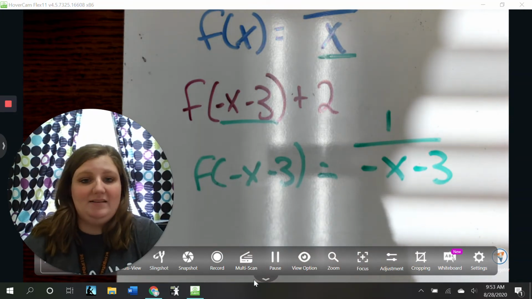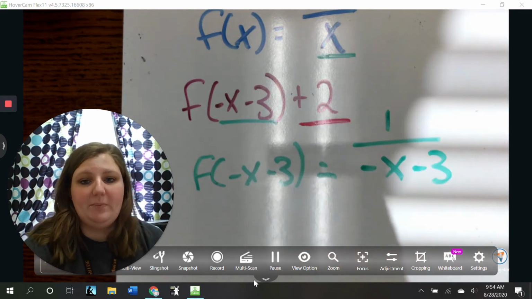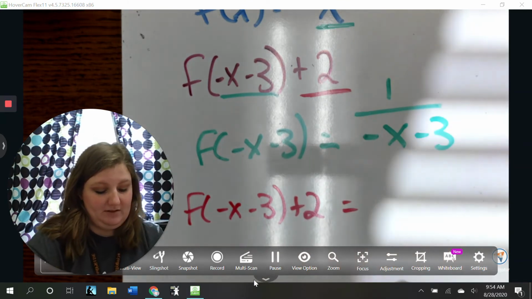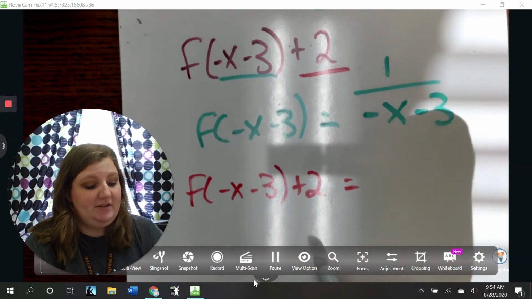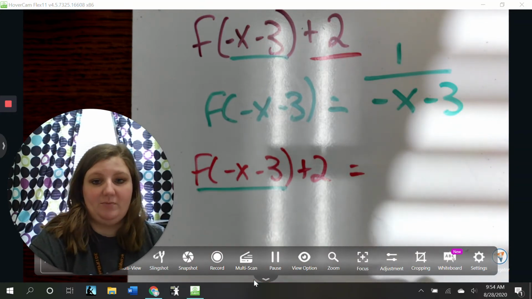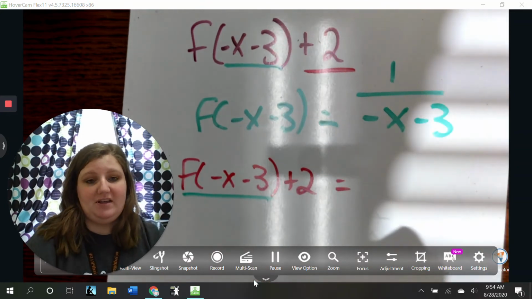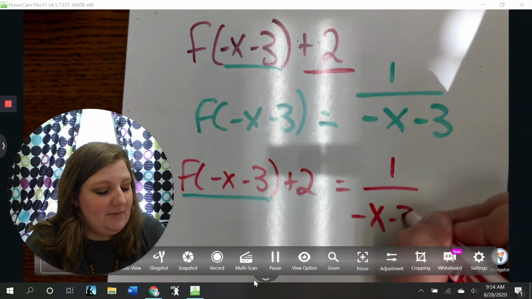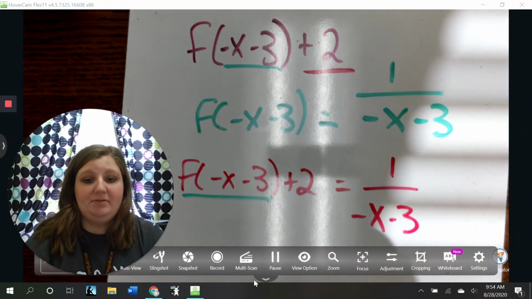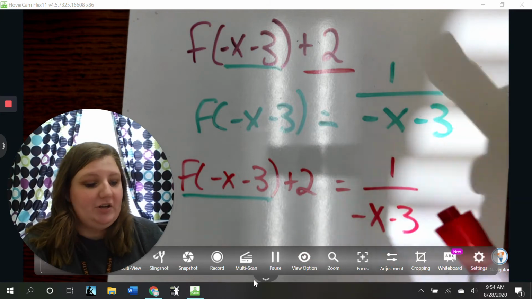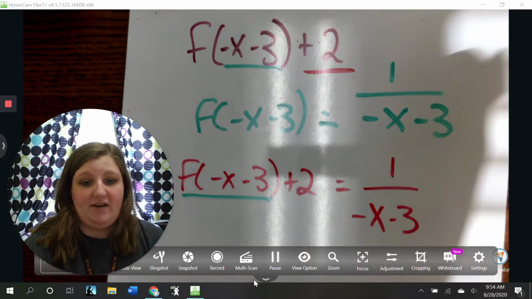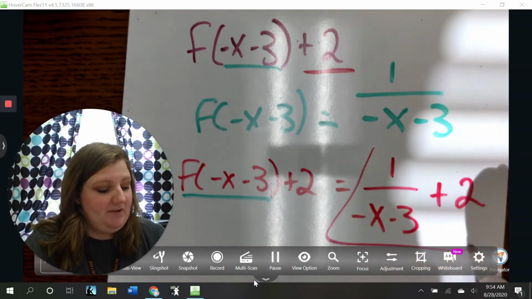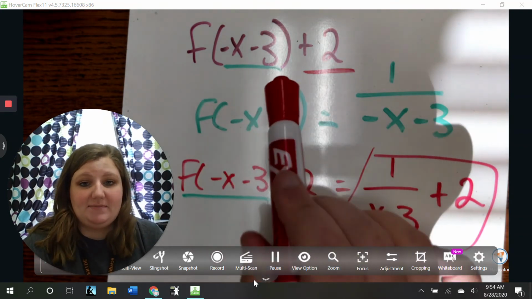Then we're going to add the plus 2 now, because that was on the outside. So f of negative x minus 3 plus 2. Well, we just found f of negative x minus 3, right? We just did that part up here. So we bring down 1 over negative x minus 3. And then the plus 2 is outside of our function, so it's going to go after the f of negative x minus 3. So just at the end of everything, we're going to add on a plus 2. So this would be our function.